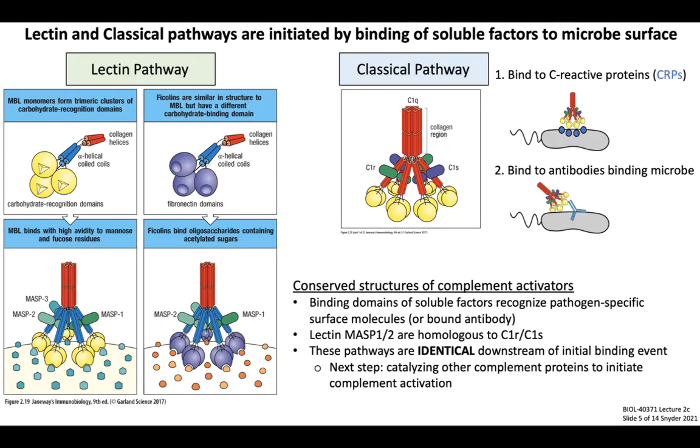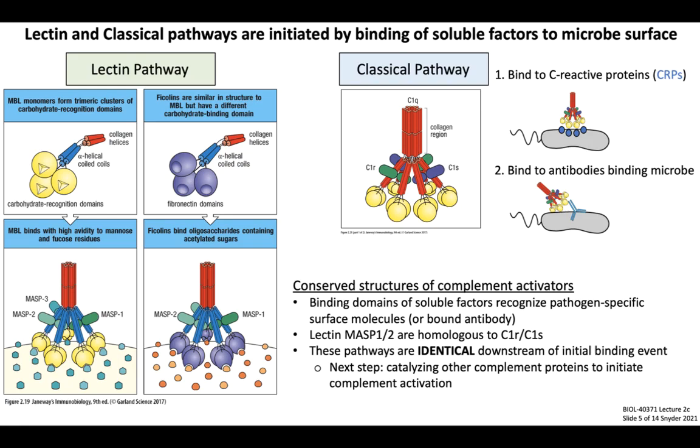Let's begin with the lectin and classical pathways of complement initiation. The lectin pathway is triggered by attachment of soluble factors to the surface of a microbe. And these soluble factors are either mannose-binding lectin, abbreviated as MBLs, or ficolins, both of which recognize sugars with molecular modifications that are only found on the surface of microbes and not host cells.